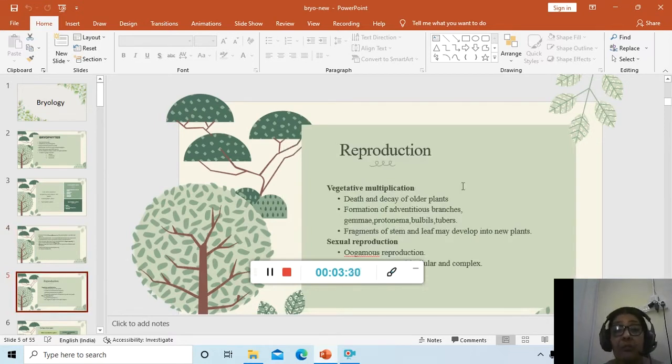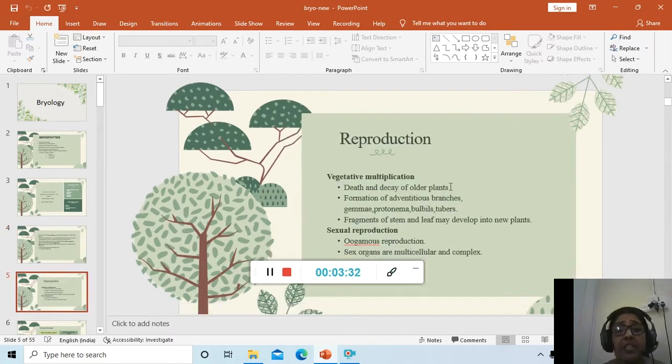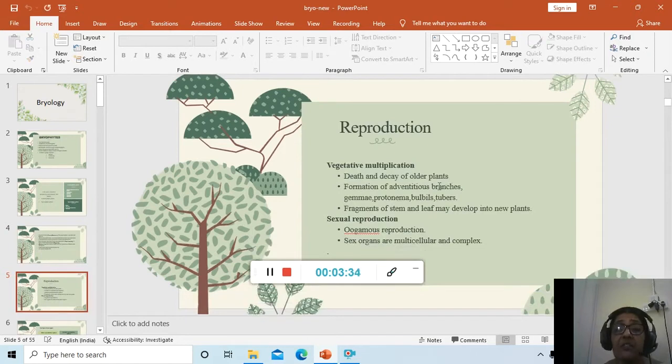About the reproduction, bryophytes show two types of reproduction: one is vegetative and the other is sexual. There are many methods of vegetative reproduction. One is by death and decay of the older parts. The second is by the formation of adventitious branches from the gametophyte. And you can also see gemma formation, protonema, bulbils, tubers, etc.